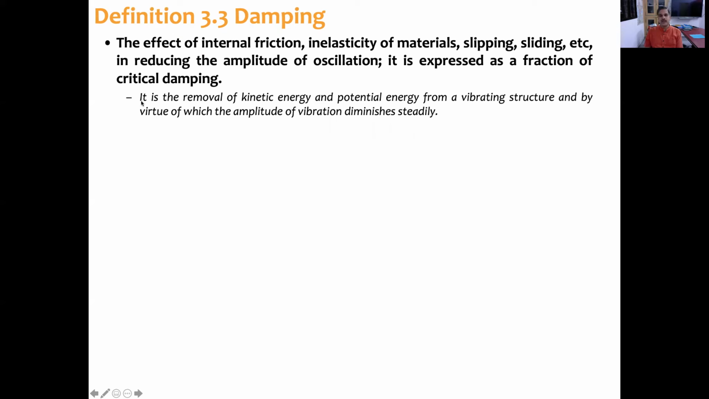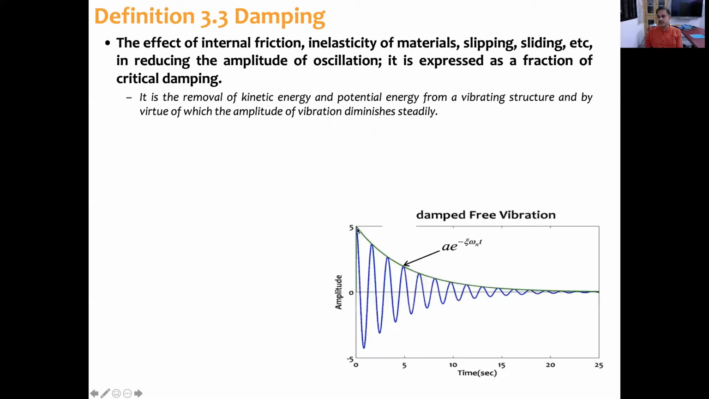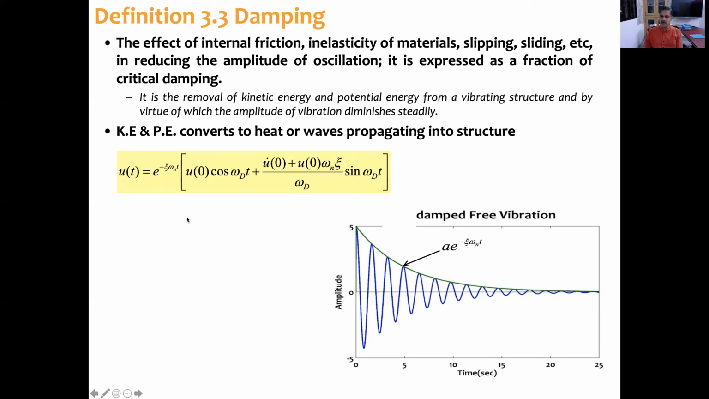So essentially what it means, it is the removal of kinetic energy and potential energy from a vibrating structure, by virtue of which the amplitude of vibration diminishes steadily. So as you can see, this is the amplitude of vibration, and in every cycle amplitude is diminishing. So how do we compute this amplitude actually? So this is the damped free vibration expression.